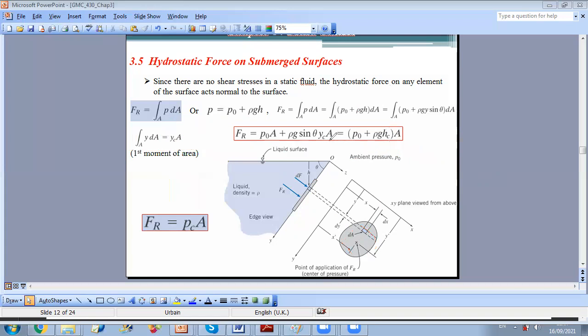Okay, so now we deduced that we started from a very complex formula that had integration, and we arrived at a very simple formula which says that the resultant force acting on a surface can be found by just finding the pressure at the centroid times the total area of the surface.